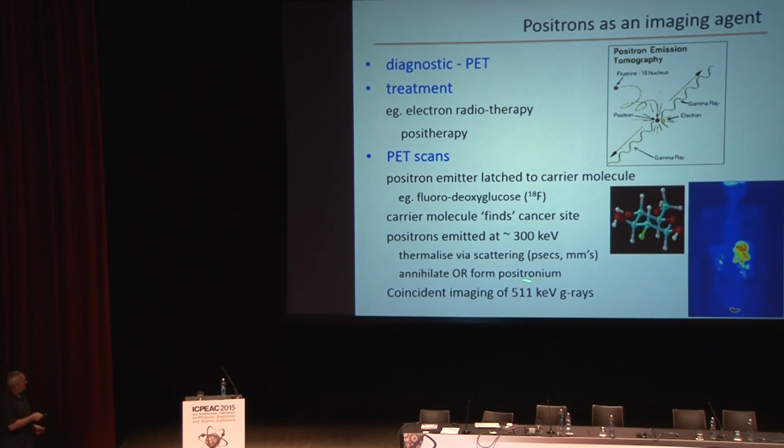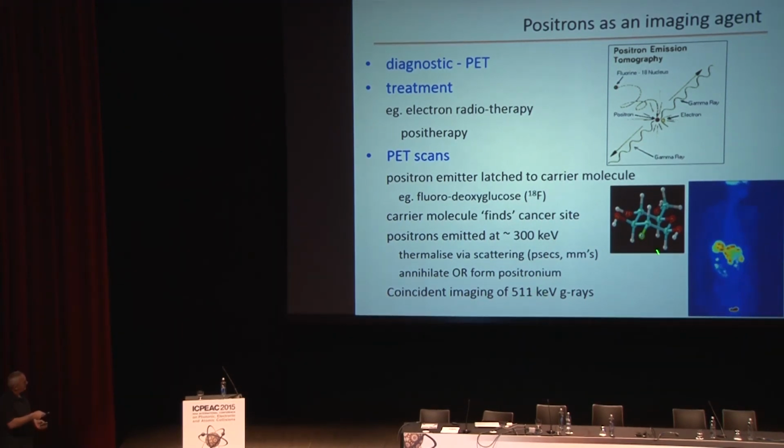And as I mentioned, the detection involves the coincident detection of these gamma rays. And this is an example of a PET scan where there are some tumours showing up in this person, as well as some of the bodily organs.